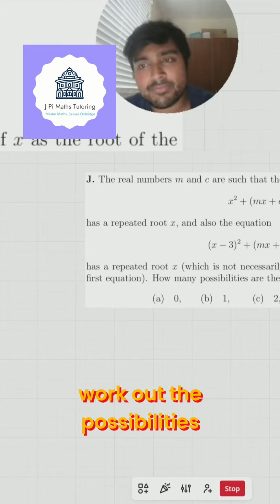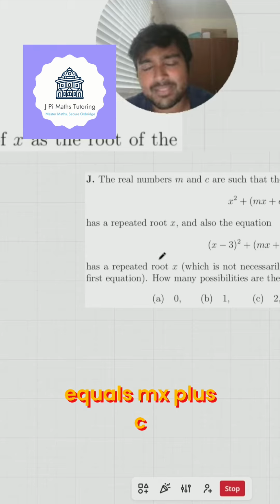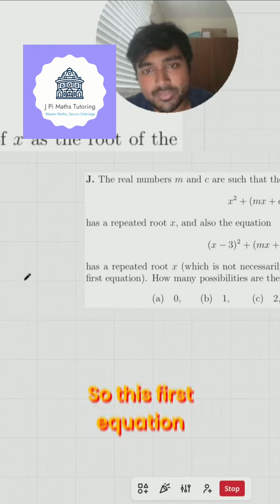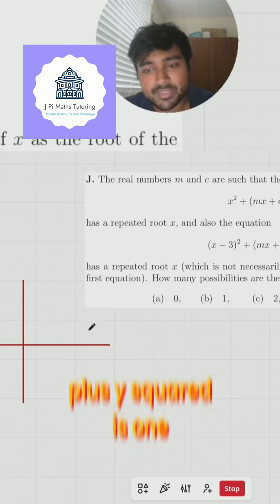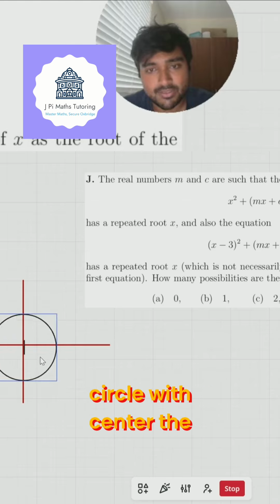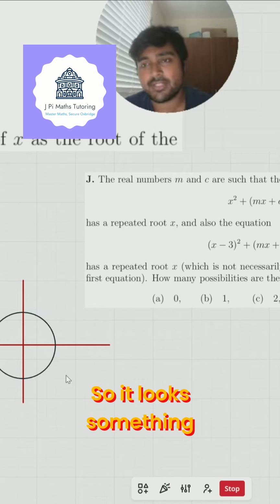And we're trying to work out the possibilities for the line y equals mx plus c. If we just replace the mx plus c's with y, this first equation will become x squared plus y squared is 1, and that's just a circle with center the origin and radius 1. So it looks something like that.